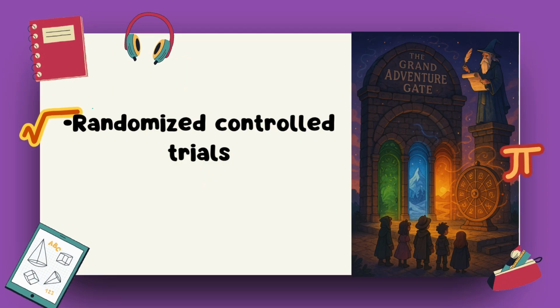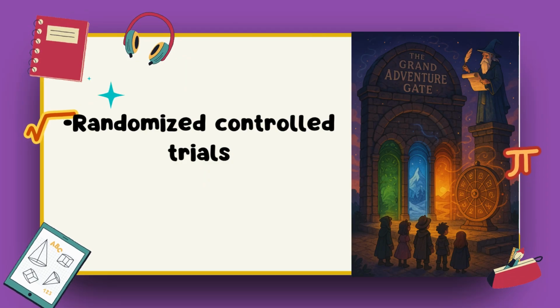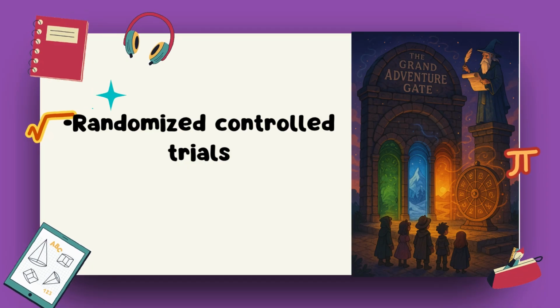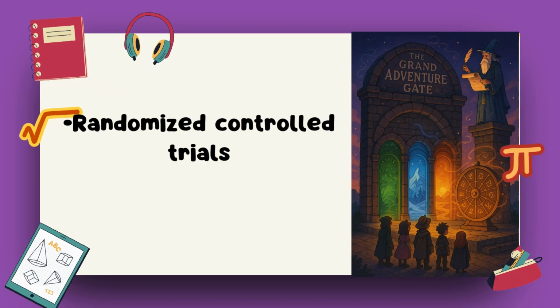It's this combination of randomization, blinding, and control that provides such strong evidence for cause and effect. Makes sense why it's the gold standard. Are there other experimental types?